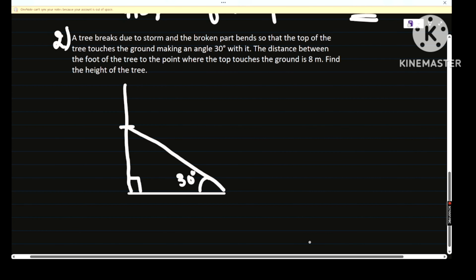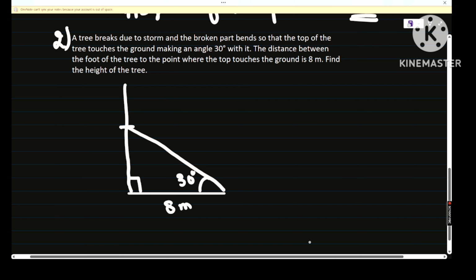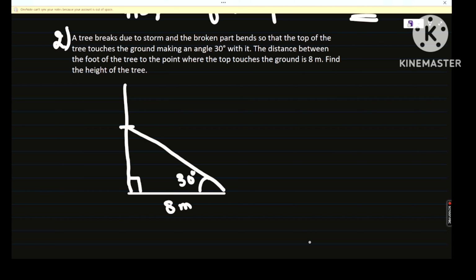Now what are they asking? They gave that the distance between the foot of the tree and the point where the top of the tree touches the ground is 8 meters. You need to find the height of the tree. What is the actual height of the tree? I'll name the vertices here: A, B, C. The height of the tree is AB, this part, plus the broken part. The broken part is the hypotenuse, which is AC. So you need to find AB plus AC.